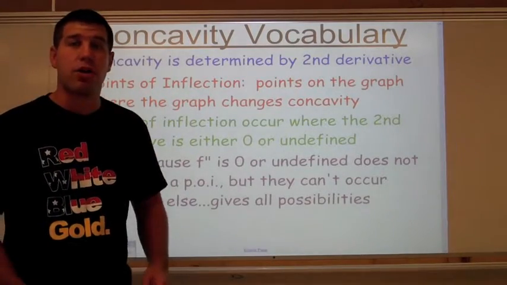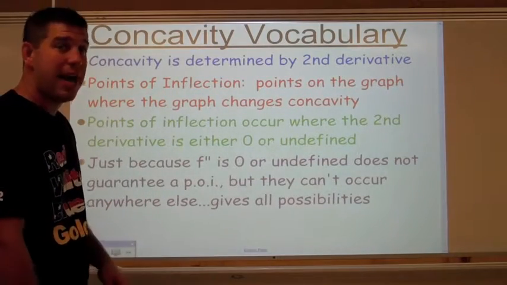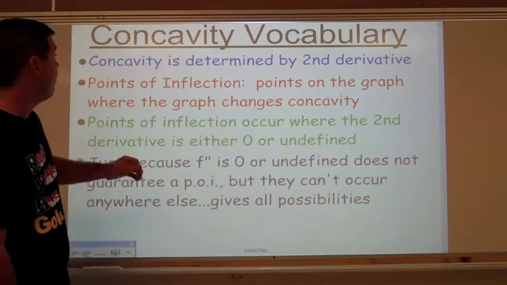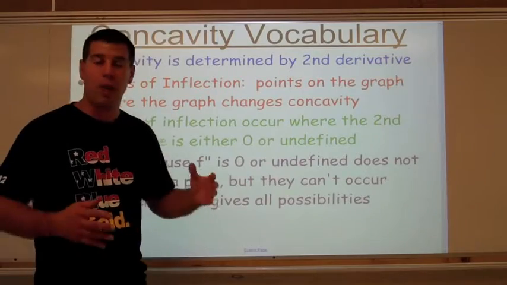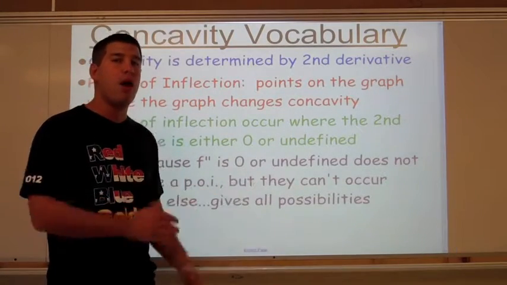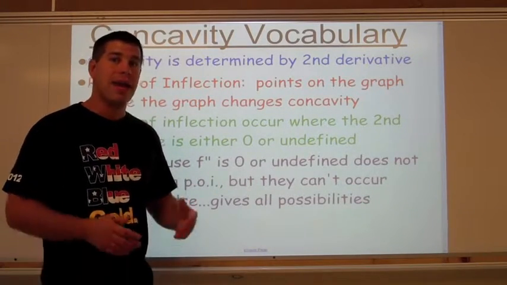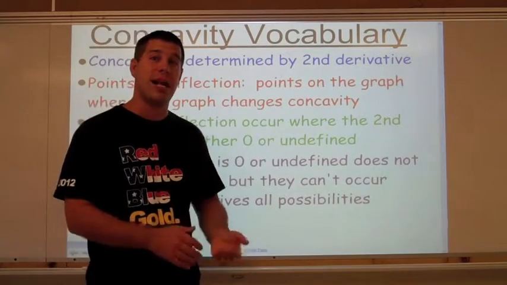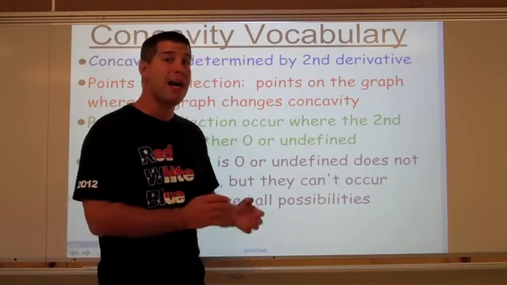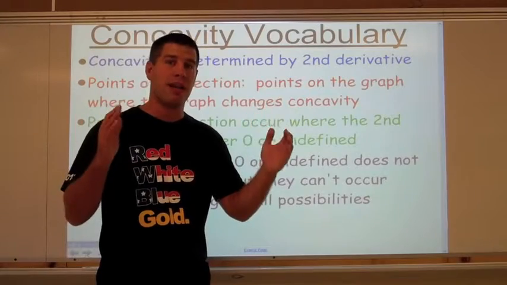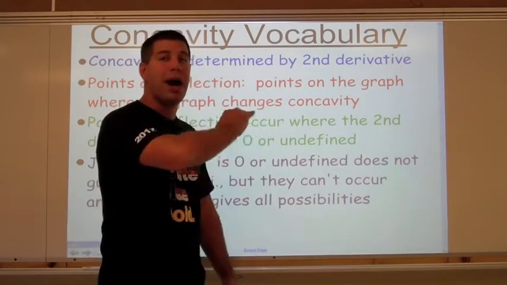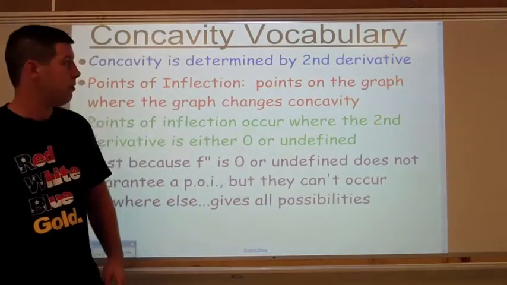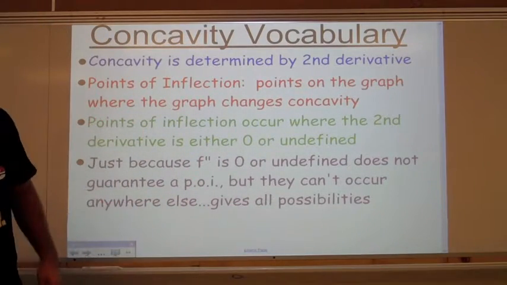Some vocabulary, terms, or concepts you need to understand with concavity. Concavity is determined by the second derivative of the function. Like I said, we're now going to use calculus to determine what a function looks like. In the last lesson we learned about increasing or decreasing, relative min, relative max. Now we're learning about between those relative extrema, and as it's increasing or decreasing, is it concave up or concave down on those intervals?